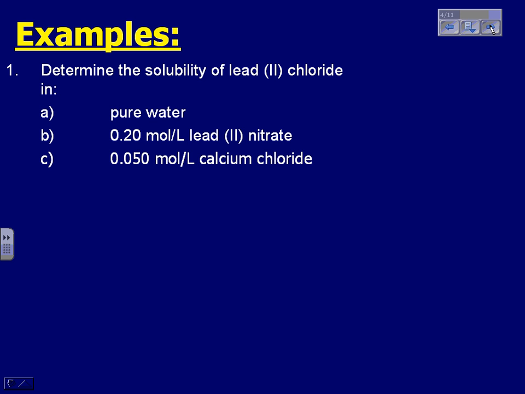Lead 2 chloride, I don't have the KSP for lead 2 chloride right there. Could you check on your little KSP sheet if you have it nearby? What do we have here for the KSP for lead 2 chloride? I will give you all that information on the test. Yep. 1.2 times 10 to the negative 5. All right. So let's determine the molar solubility in pure water. This is PbCl2.